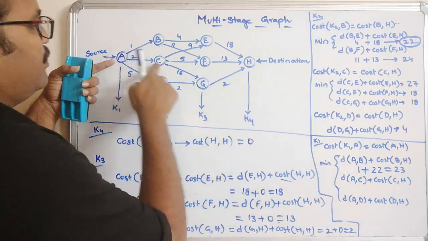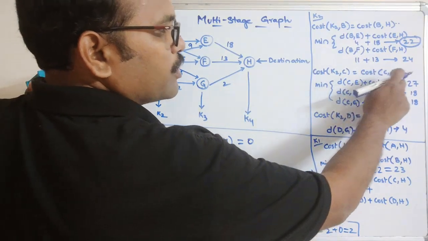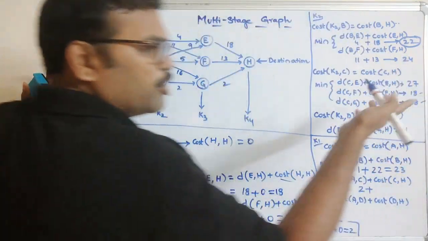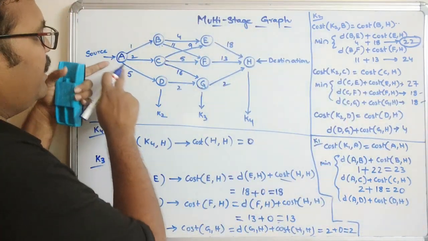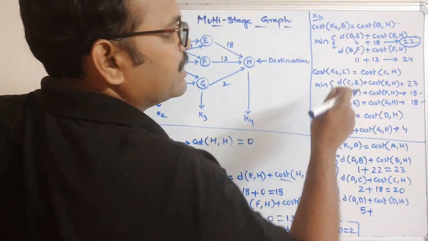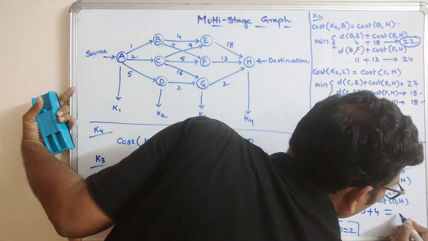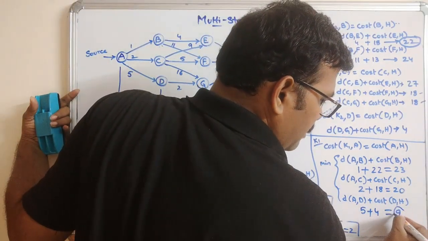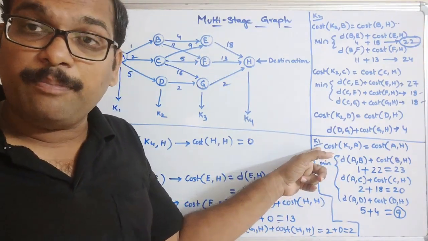Now D of AC. AC is 2 plus cost of CH. So here we have calculated cost of CH. So 18, we can consider anything, right? Either, because both are equal. So I am considering 18, which is 20. Next, D of AD, A to D, it is 5 plus cost of DH. What's a DH? Once again here, B to H, C to H and D to H is 4. So it is 4, which is a 9, right? So among these 3, what is the minimum? This is the minimum. So we can consider 9, and this is the first stage. So that means a source.